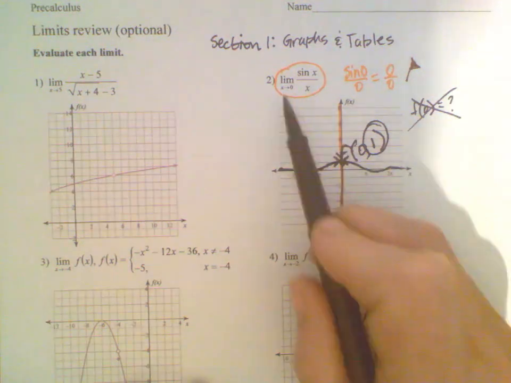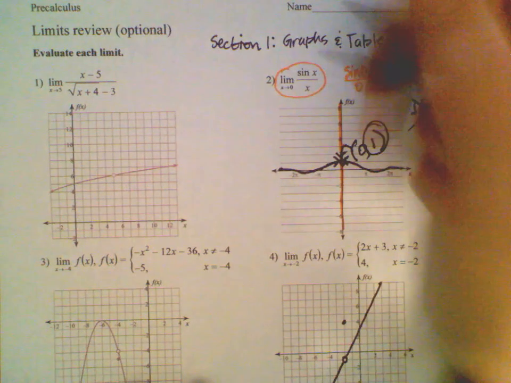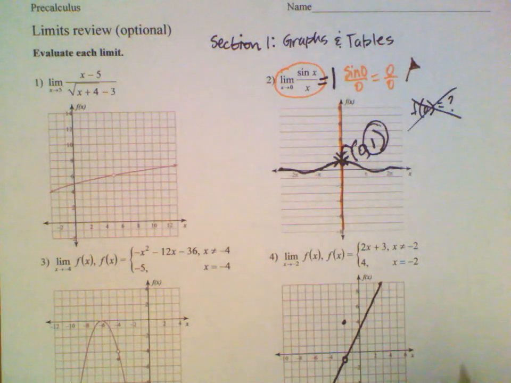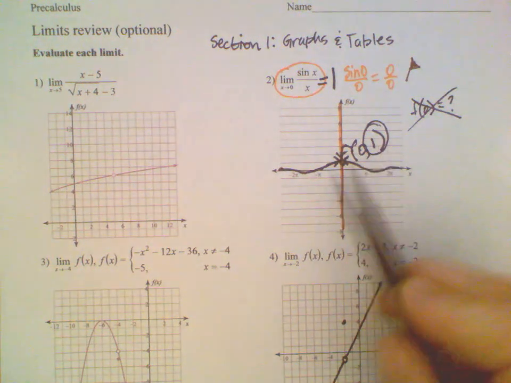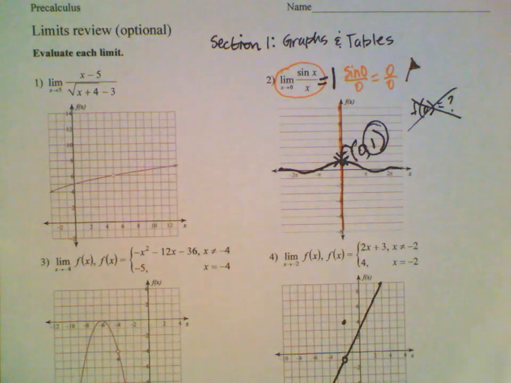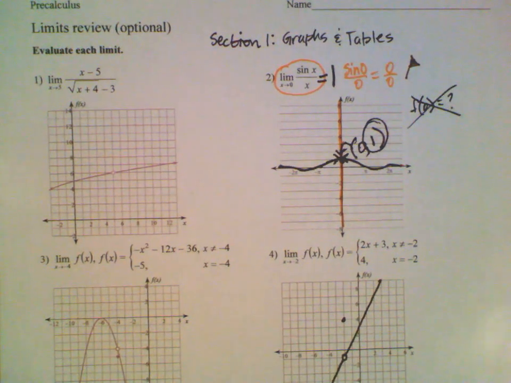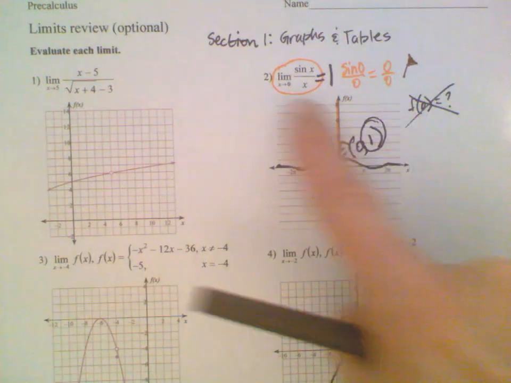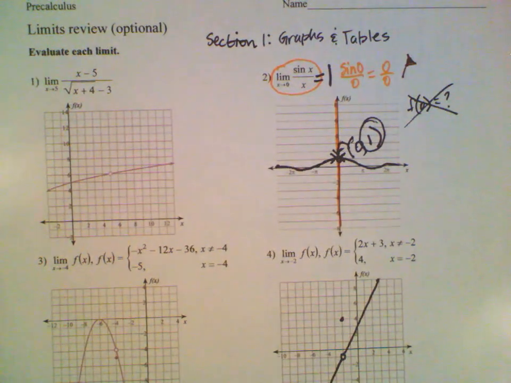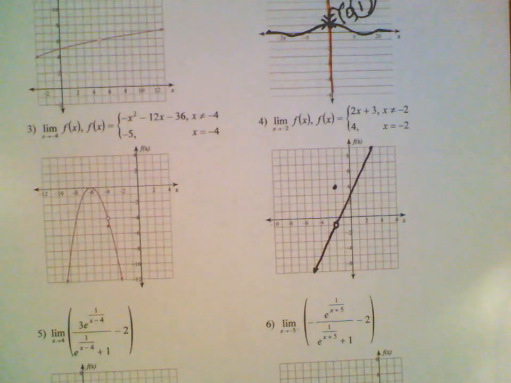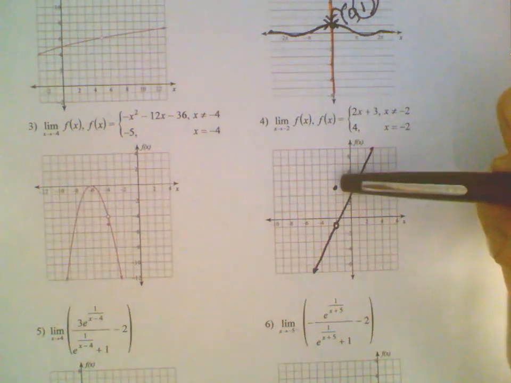And so therefore, the limit as x approaches 0 of this function is equal to 1, because that is the y value that these two are pointing at. So it's very visual. And don't confuse, again, values with limits. They're two different things. They can be the same, they can be equal to each other, but they don't have to be.